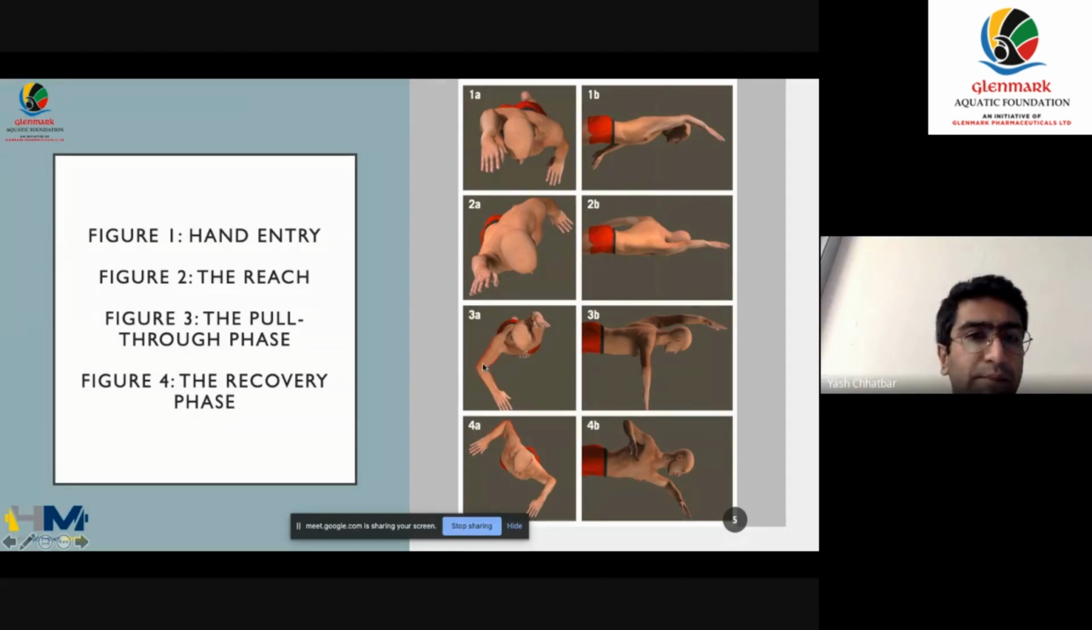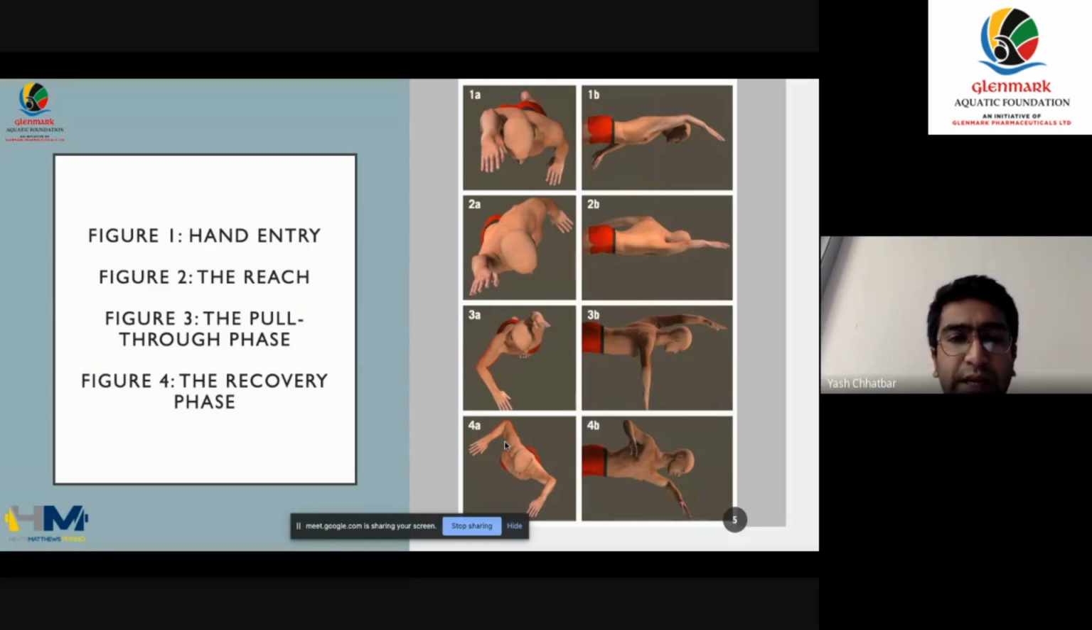Then the pull through phase, once you're in the entry into the water and cutting through the water, there is a lot of internal rotation. This is where you feel the maximum resistance through the water because you're cutting it. And this is the recovery phase, where the elbow is directly above the water, and this is where your coaches tell you that the angle should be right.